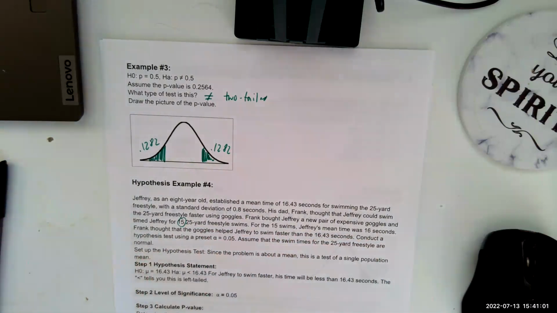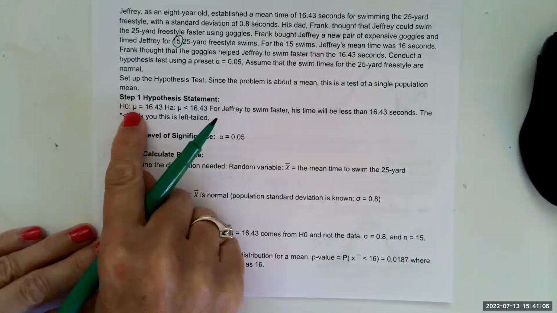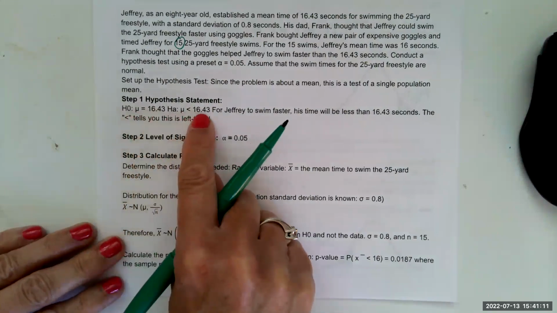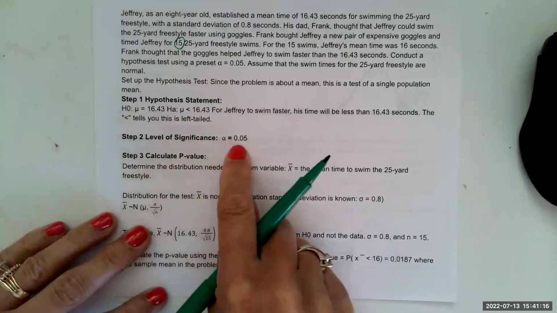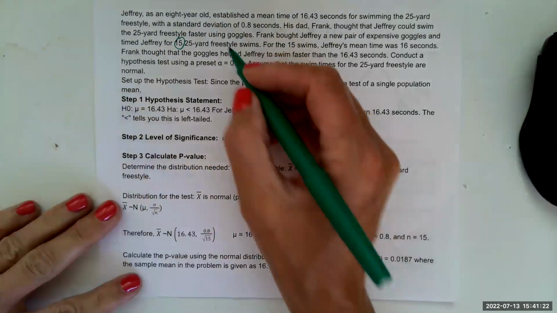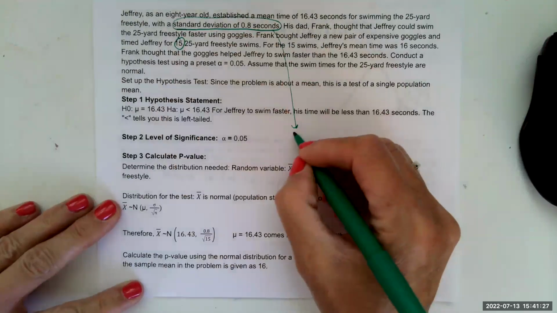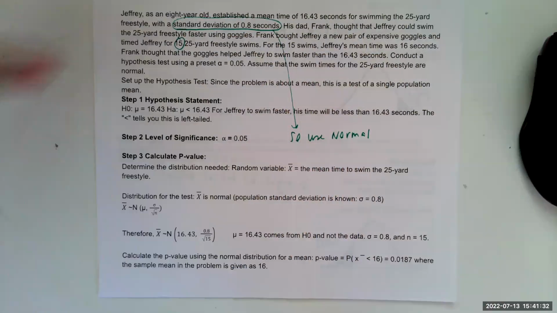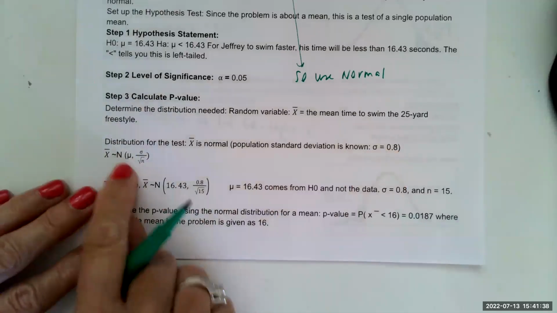So let's just jump in so you can see the 6 steps. So our hypothesis statement is H0, the mean is equal to 16.43. We're proposing it's less than 16.43 after he wears the goggles. The level of significance is 0.05. And then to calculate the p-value, because we know the standard deviation, we're going to use the normal curve. Okay, and so we state that right here.